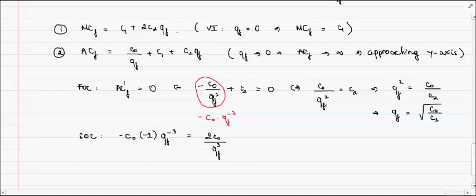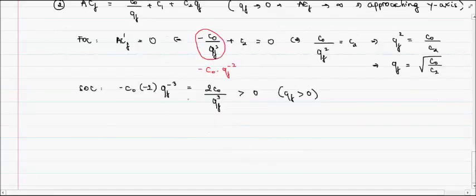And so given that QF is positive, this thing is going to be positive, for any QF positive. If the second order condition is positive all the time, then we know that the QF we found over here is a minimum point. So QF equal to square root of C0 on C2 is the minimum point.